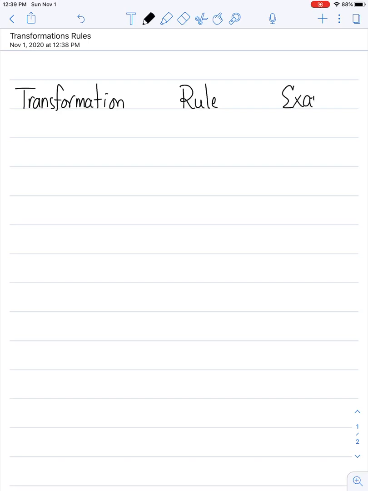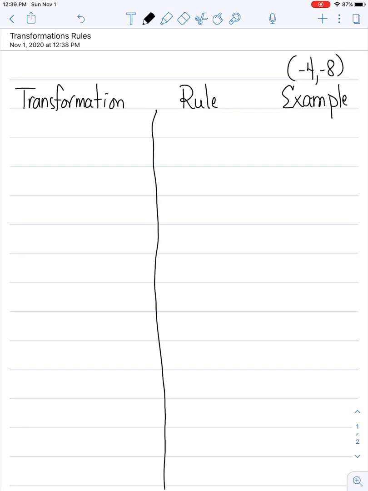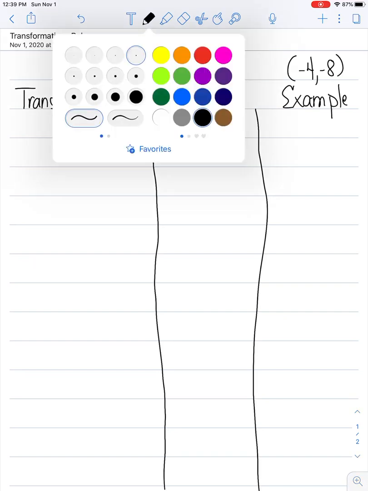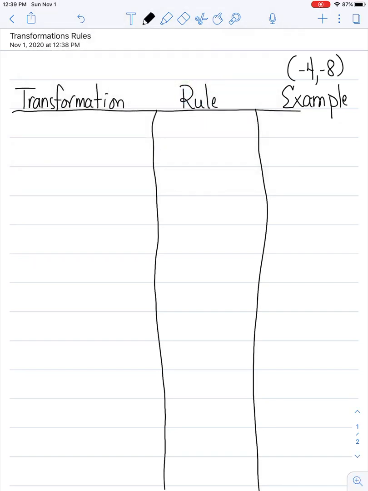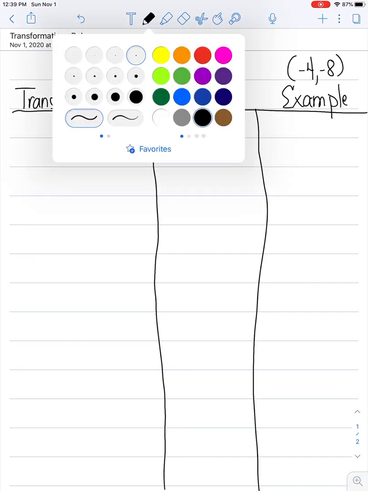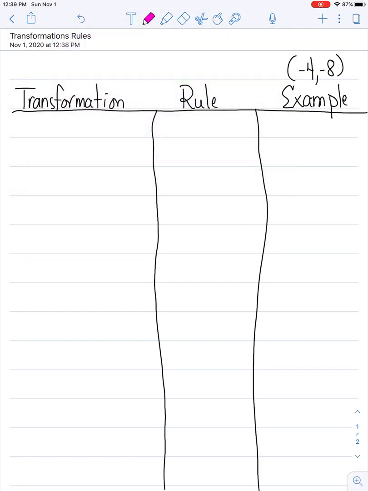And we're going to do an example, but we're always going to start with the point -4, -8. So now let's draw our table. Okay. So, just a second. So if you'll remember, the very first type of rule that we talked about was a translation. So let's talk about translations. And remember, the other word for that is a slide.